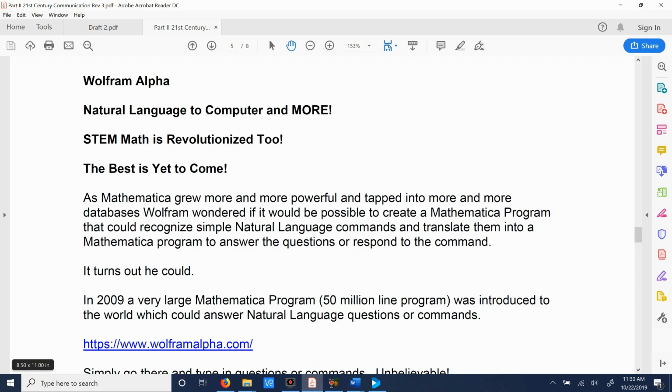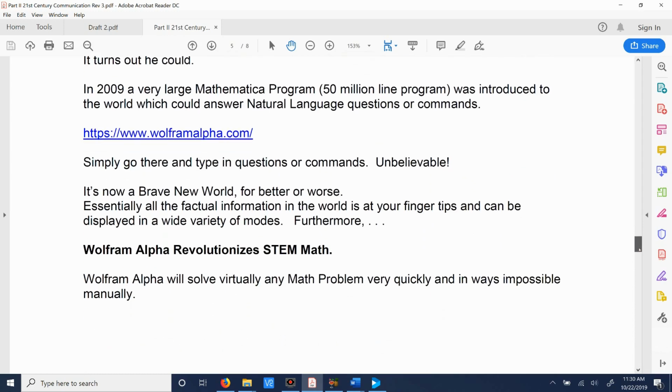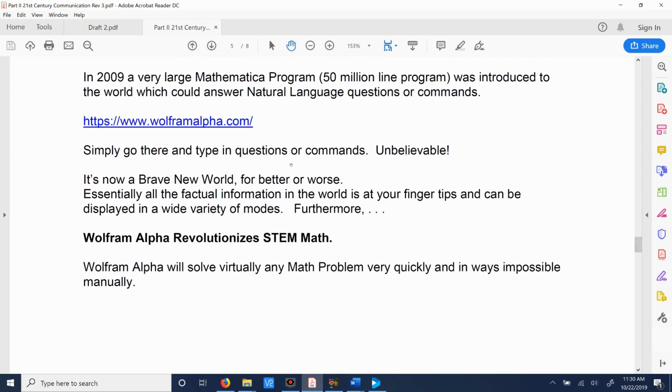And in 2009, he released a large Mathematica program, 50 million lines, I'm told, and it was introduced to the world, and you could ask it a question or give it a command with a natural language, and it would respond. And this was what was called Wolfram Alpha. And you should go, if you've never done it, go to the website, wolframalpha.com, and just start playing with it. Just go there and start typing in questions or commands and watch what the answers are. And it's really, really, truly unbelievable what it does.